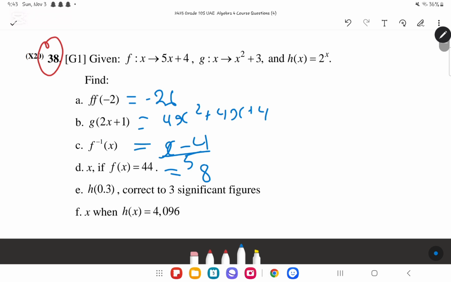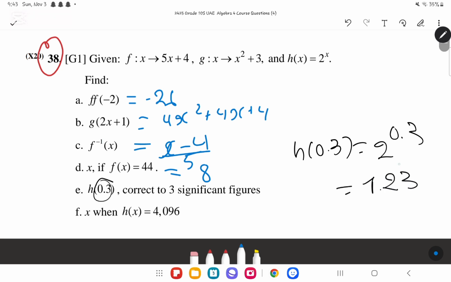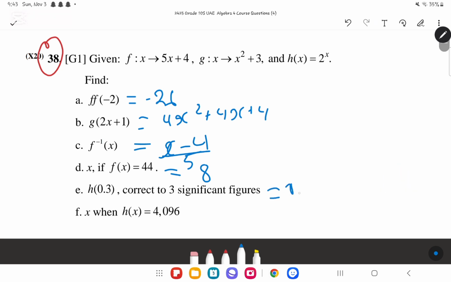Here we can use a calculator, because we cannot do it without a calculator. So h to the power of, actually no, it's h of 0.3. So h of 0.3 is equal to 2 to the power of 0.3. 2 to the power of 0.3 on your calculator is 1.23. So our answer over here is 1.23.